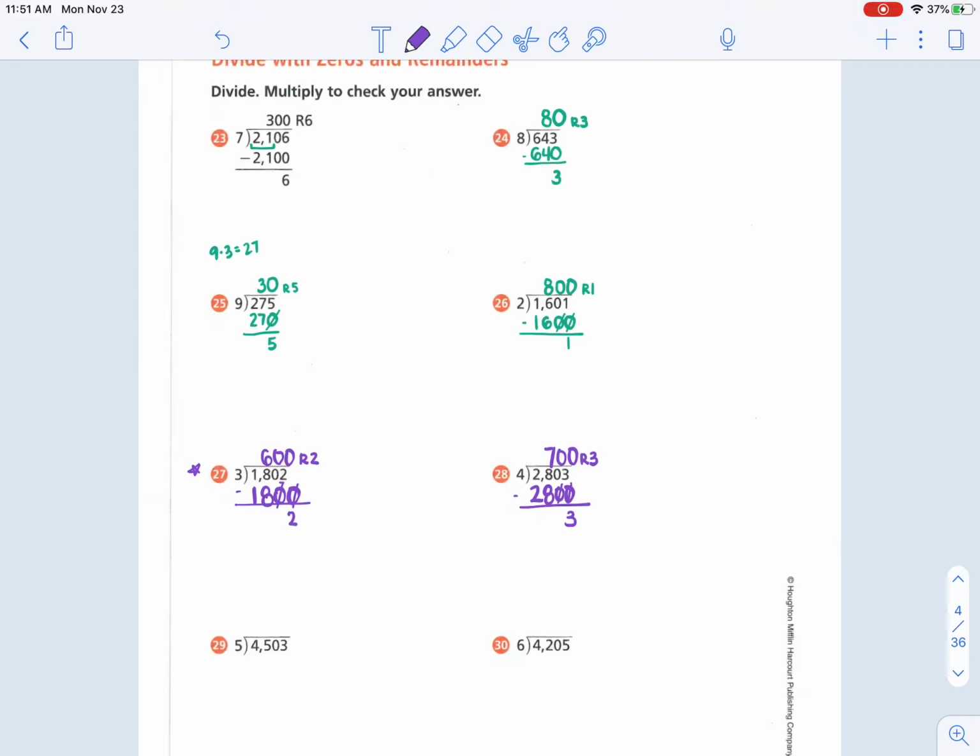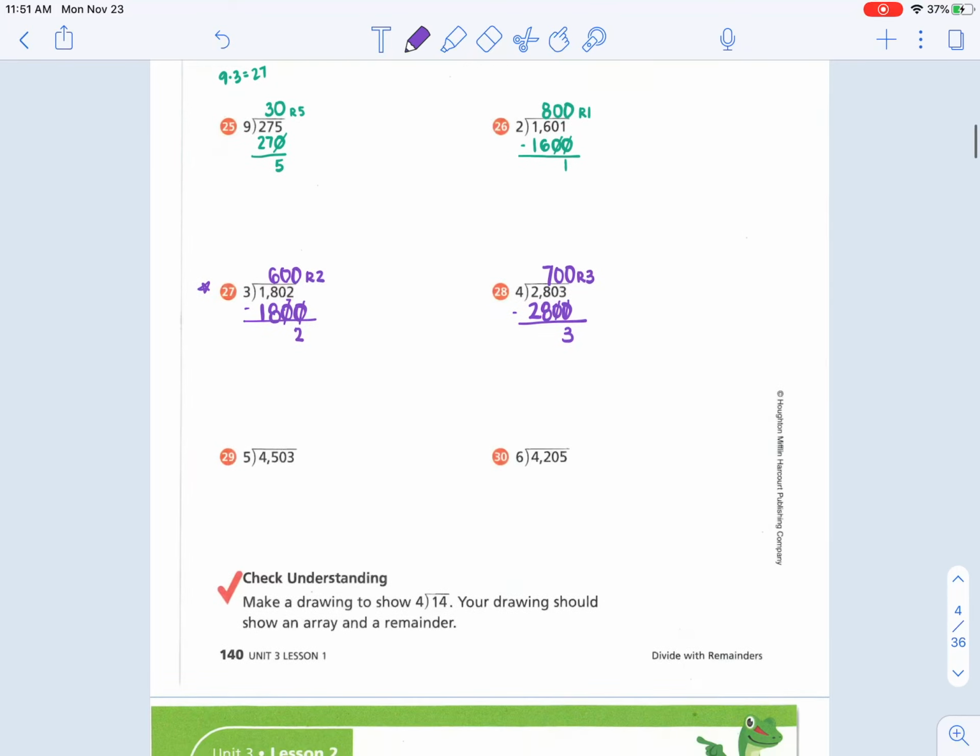Using multiplication and our zeros trick can help us when our numbers are close to tens, hundreds, thousands, 10,000s, and so on. Hopefully this trick can help you work through your practice today.